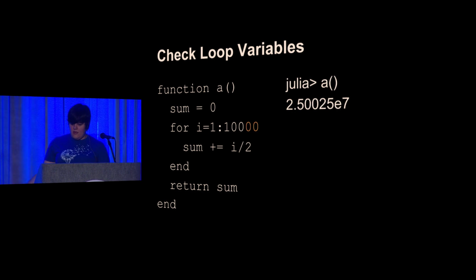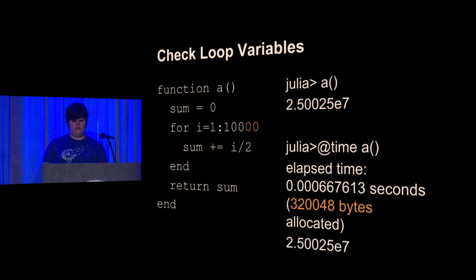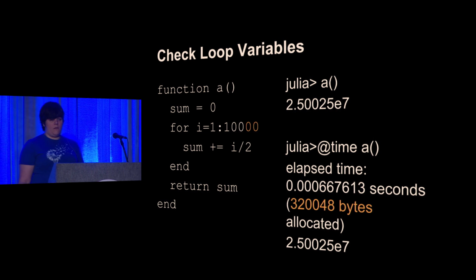Run A, get a new answer. That's us compiling A. And then we run it again. So this is the compiled version. And it uses about 100 times more memory.